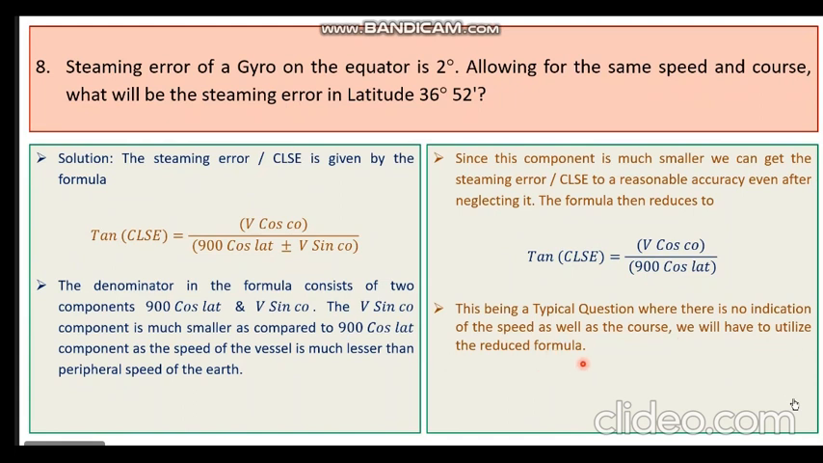You see there are too many unknowns in this question. The speed is not known to us. The course of the ship is also not known to us. So these multiple components, unknown components, variables, it is not possible to find using the detailed formula. So we will have to use the reduced formula. So we will be using this formula now to calculate the steaming error.